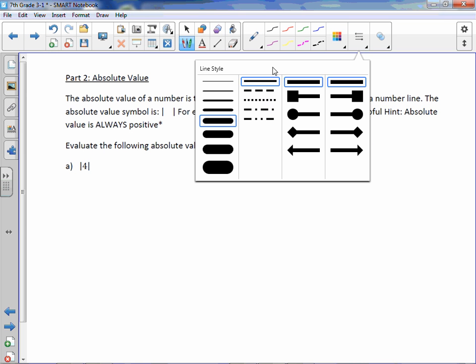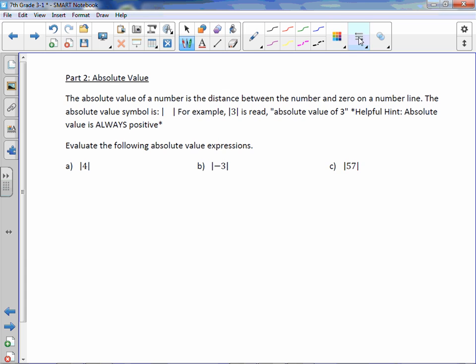Absolute value. The absolute value of a number is the distance between the number and 0 on a number line. The absolute value symbol looks like 2 straight vertical bars. For example, this right here is the absolute value of 3. Helpful hint, absolute value is always positive.